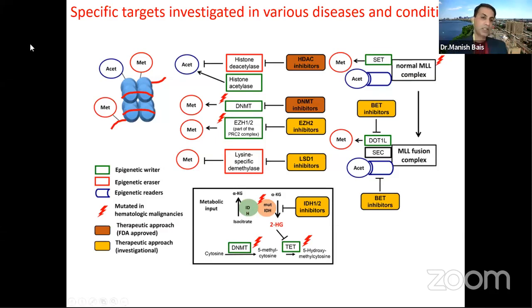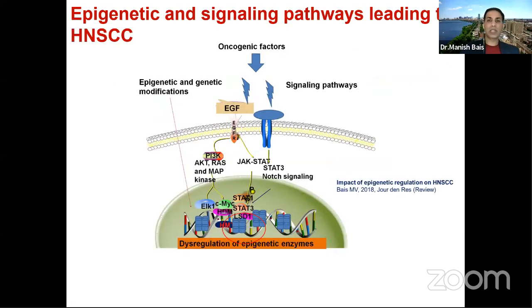There are enzymes called writers, which make the changes on the DNA marks, then erasers, and then there are readers. There are certain drugs, such as HDAC inhibitors and DNMT inhibitors, which are already approved for clinical use, and some are under investigation. We have one such candidate protein, which is called lysine-specific demethylase 1. It's a demethylase. Again, I mentioned this, going deeper into this epigenetic topic.